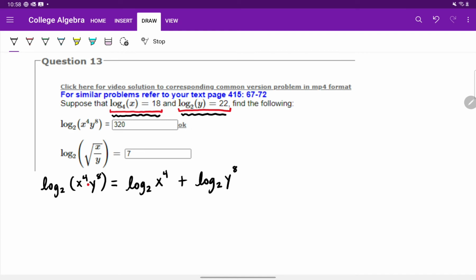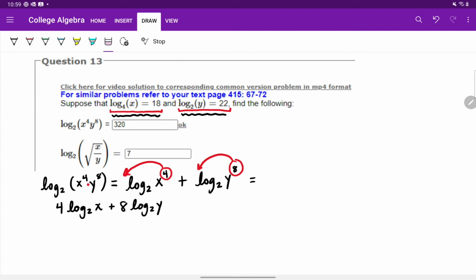Now, I know what log base 2 of y is equal to. I don't know what log base 2 of y to the 8th is equal to, but I know what log base 2 of y is equal to. So what we're going to do now is use that property, the exponent property, to bring our exponents out to the front of our logs. So the first one becomes 4 log base 2 of x plus 8 log base 2 of y.